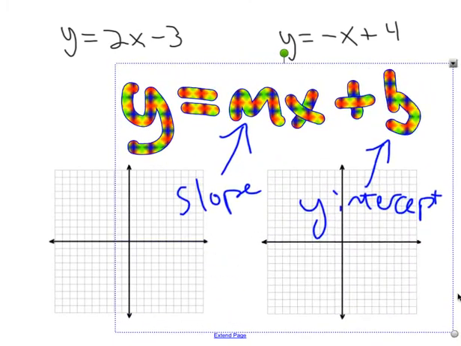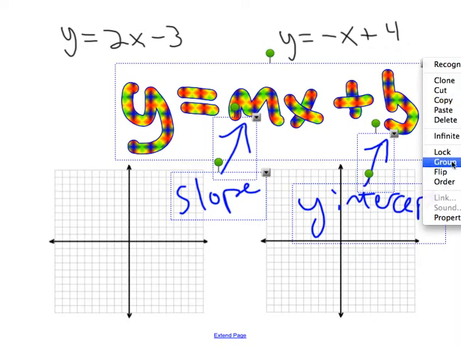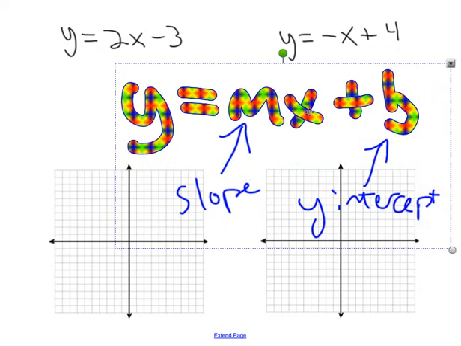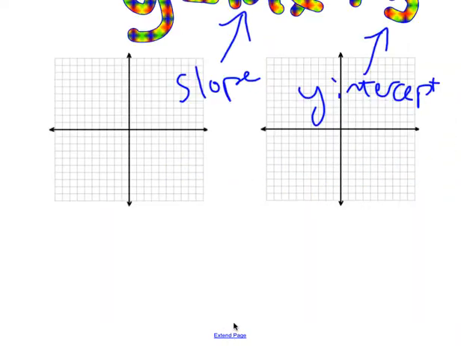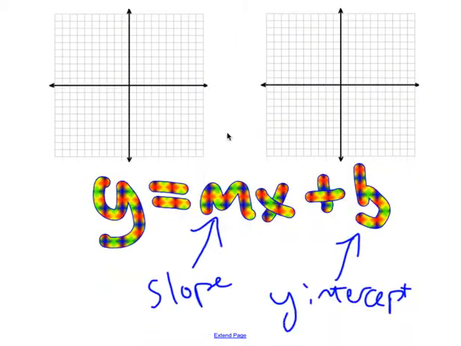Whoops, didn't mean to get that in there. Let's see if we can. Control Z is just a brilliant, brilliant thing. All right, now we'll group that. Okay.